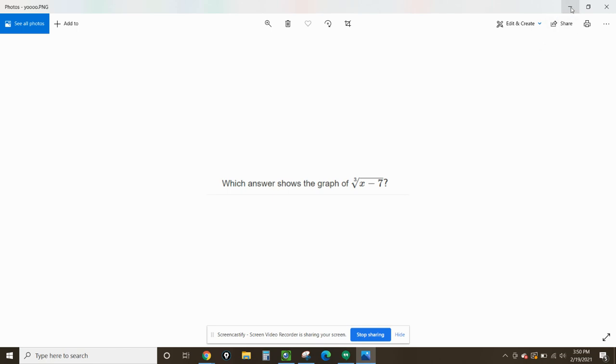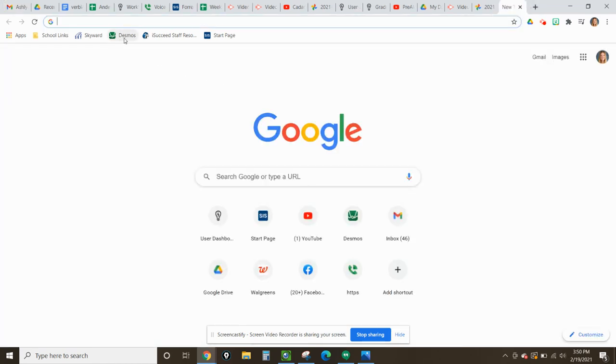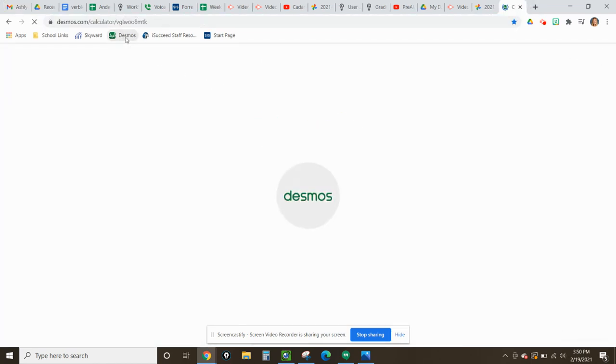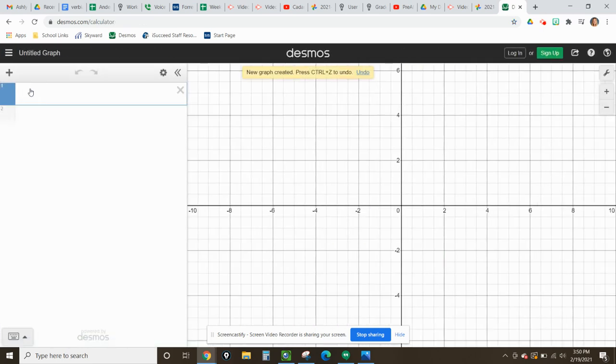What I would suggest, if I'm not sure if you've used desmos.com before, is desmos.com. And when you first go there, sometimes it has all this stuff already listed here. So what you have to do is just go to these three lines and click new blank graph. Okay, so then you can type anything you want in here. This is a really cool tool as an online graphing calculator.